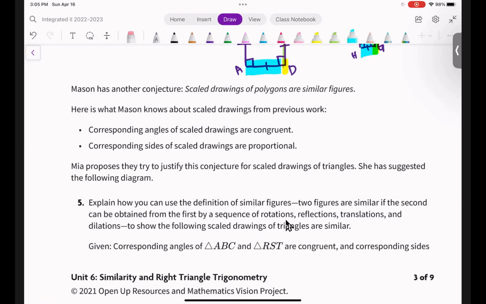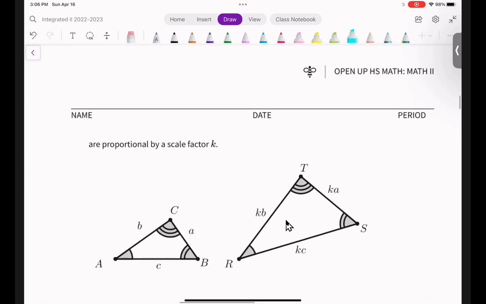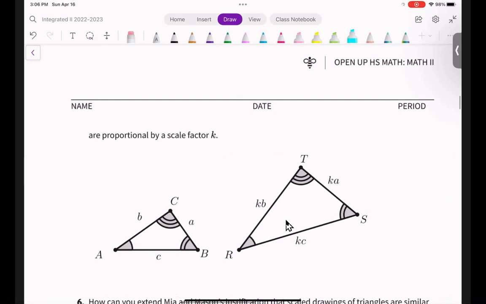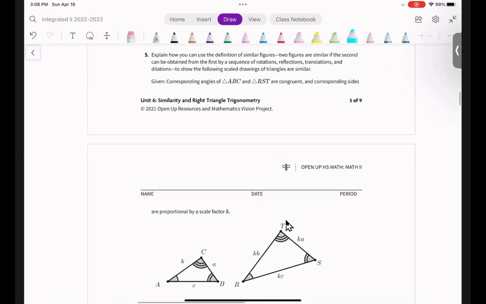So Mia proposes that they try to justify this conjecture for scale drawings of triangles. She suggests the following diagram. So here's the diagram that she's talking about, okay? I'm going to read it to you. So explain how you can use the definition of similar figures. Two figures are similar if the second can be obtained from the first by a sequence of rotations, reflections, translations, and dilations to show the following drawings of triangles are similar. So the very first thing, you're given that the corresponding angles are congruent and the corresponding sides are related by a factor of k.